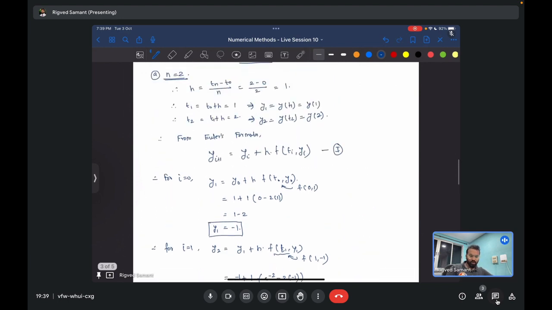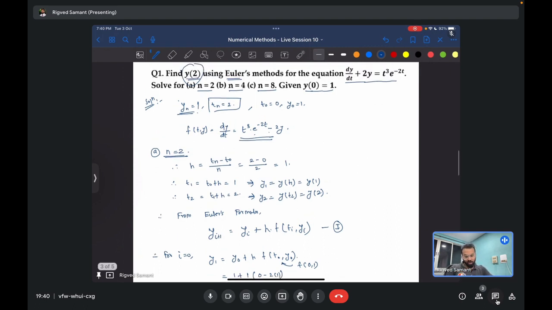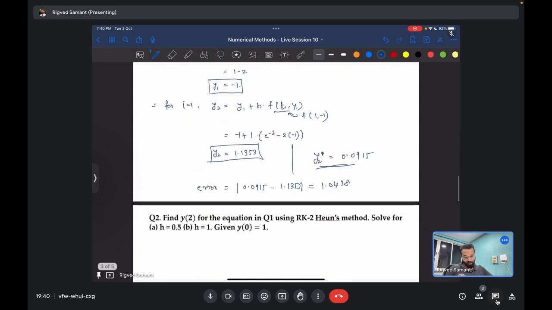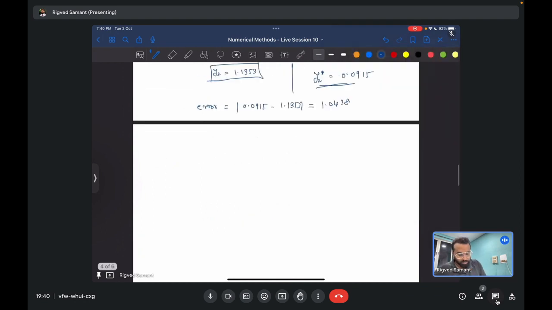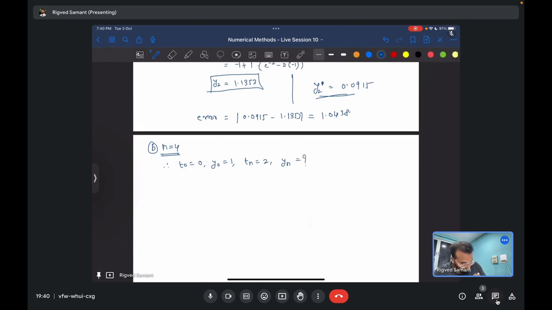Why it is happening is because we are only considering two intervals. So from 1 to 2 we are skipping a lot of points, a lot of slopes. So that is why we'll solve now using n is equal to 4, and let's see if the solution gets better or not. So what is the b part? b is n is equal to 4. So your t0 is the same, that is 0, y0 is the same, that is 1. Now tn is again the same, that is 2, and yn is what you want to solve. Now n is equal to 4.